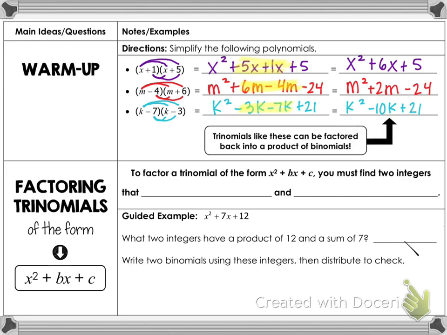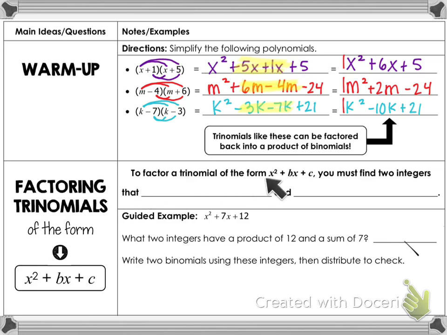Okay, now notice what you see in front of the x squared, the m squared, and the k squared. What number is in front of each of these? There's a 1, isn't there? In front of each of those. This method only works when there's a 1 in front of these terms, and it's a trinomial. Okay, so that's really important. So let's look at factoring trinomials.